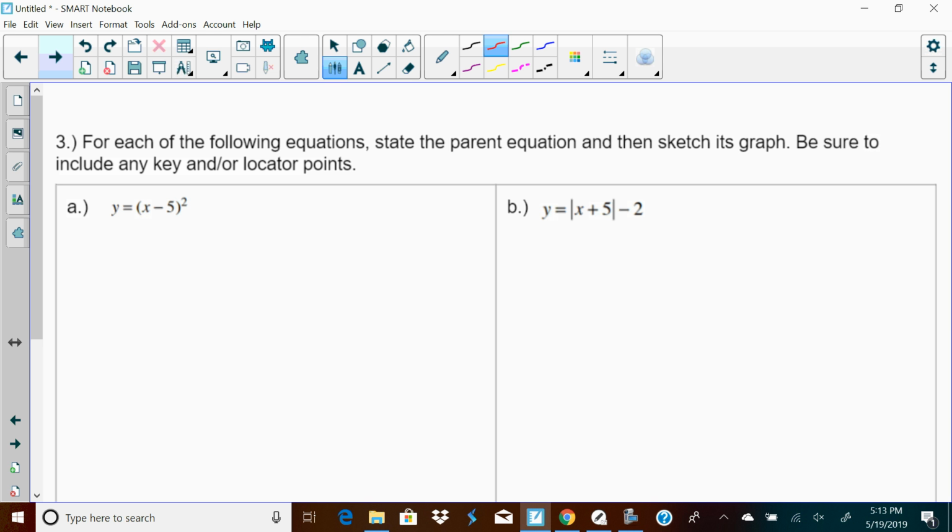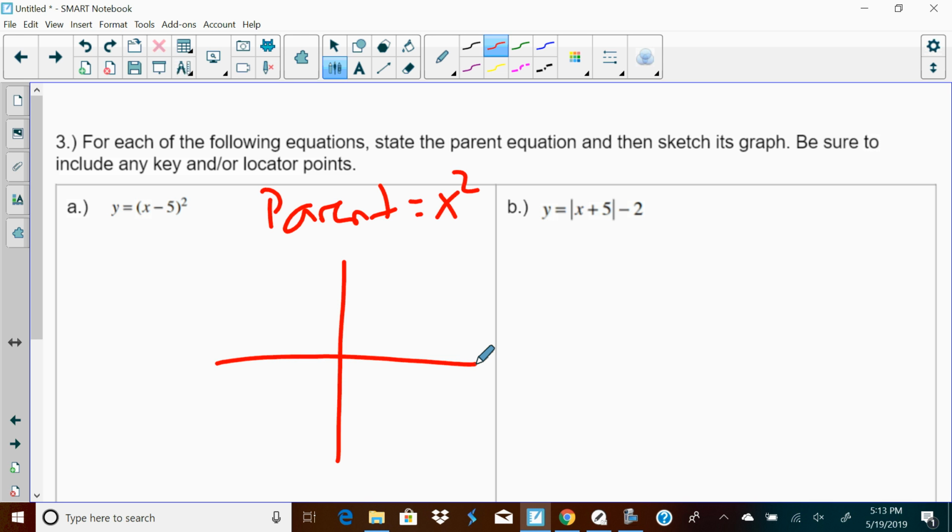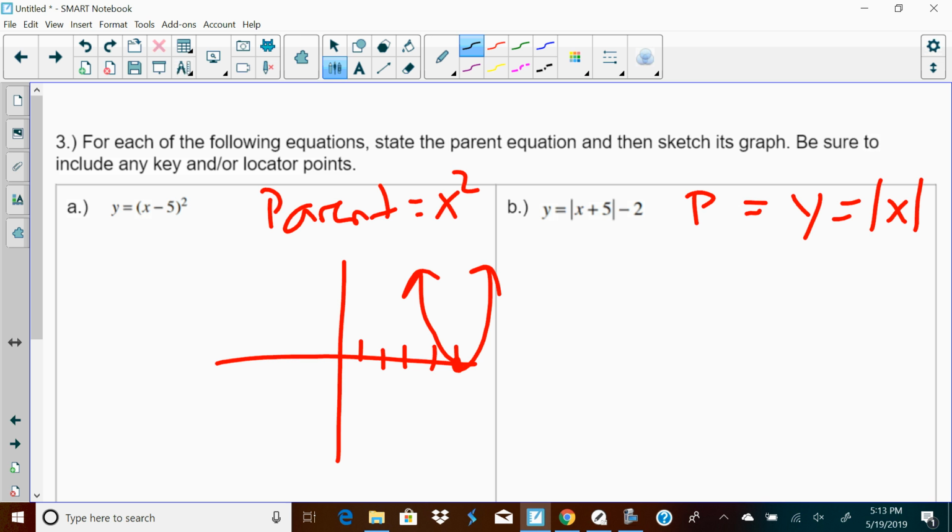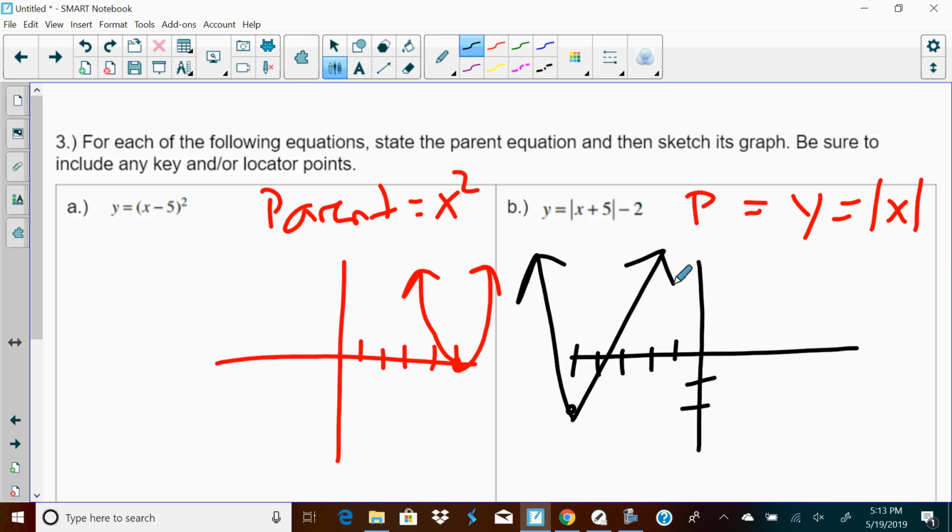Problem 3, for each of the following equations, state the parent equation and then sketch its graph. For this, the parent is x squared. To sketch the graph, it's going to be move over 5 to the right. So my vertex would be right here, and it would just go up. This one, the parent is y equals the absolute value of x. And when I sketch my graph, my vertex is going to be at negative 5, negative 2, and its absolute value. So it should look something like that.